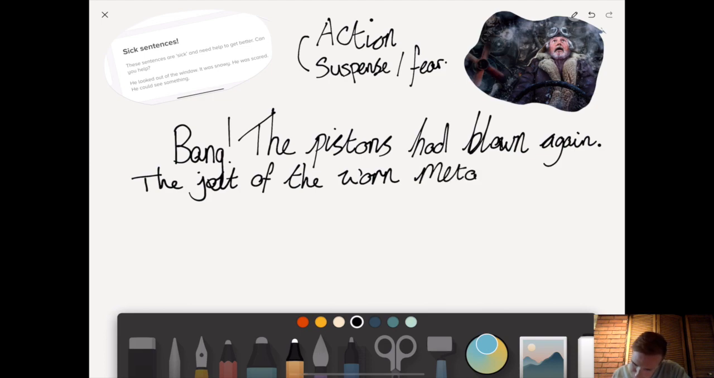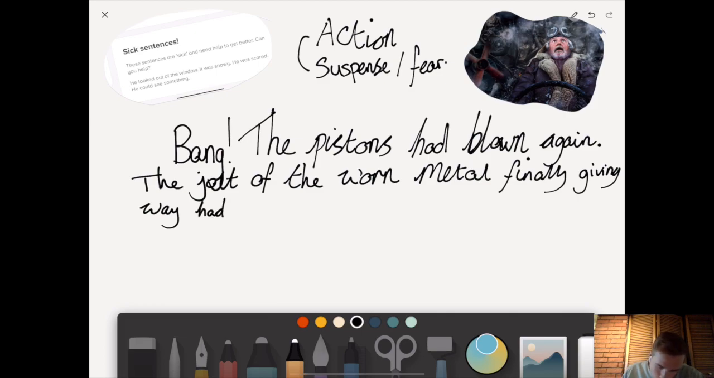Metal finally giving way. Had caught the man unaware. Unaware, actually. Caught the man unaware. So what could he have been doing? The jolt of the worn metal finally giving way had caught the man unaware.